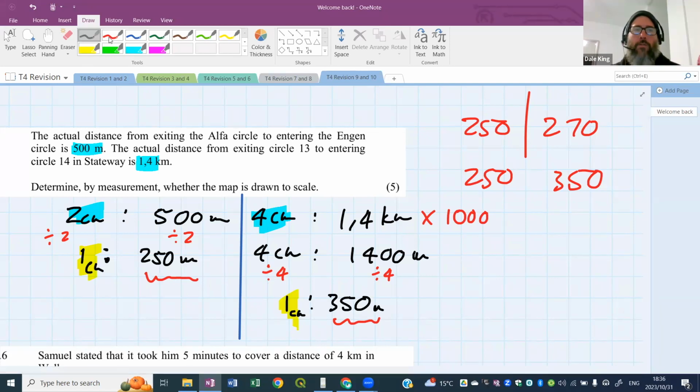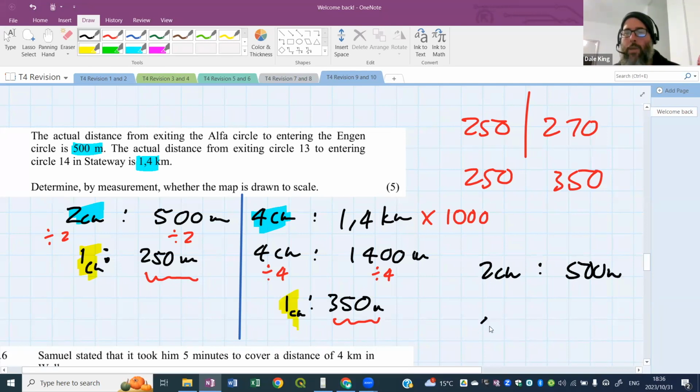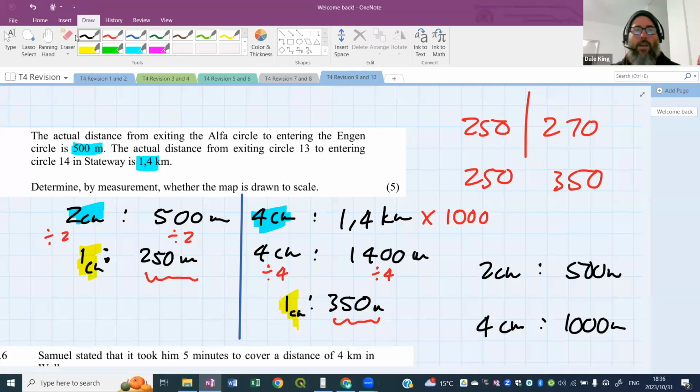For example, if the scale was the same, and we had 2 centimeters represents 500 meters for the one distance, then when we measure 4 centimeters for another distance, that should give us 1,000 meters, because we're just doubling it. But it didn't. It gave us 1,400. So something's not right. Okay, I hope you guys can see that. Are there any questions?